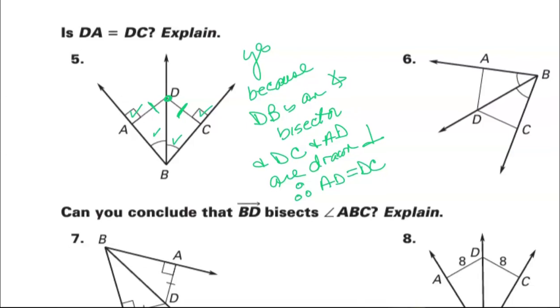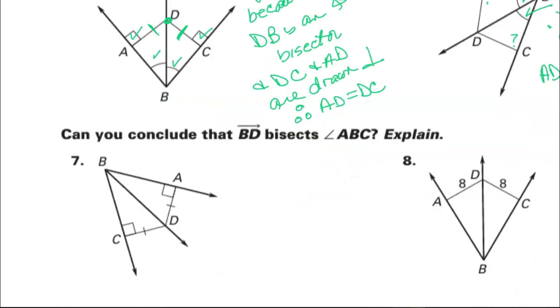What do I know? I have an angle bisector, but I don't know if this is a right angle. So I cannot say. So I would need a right angle at A and at C. So cannot tell. So I cannot tell if AD equals DC in that case. Okay, so let's keep moving.